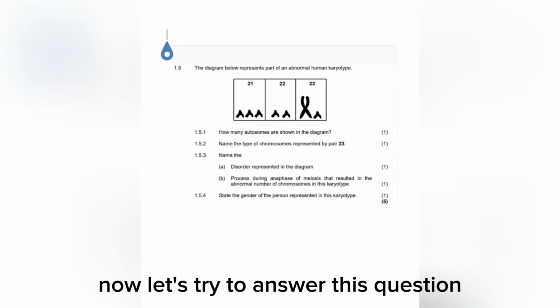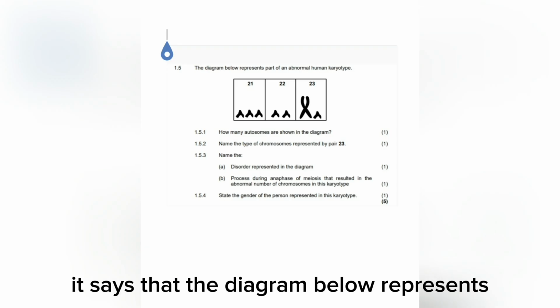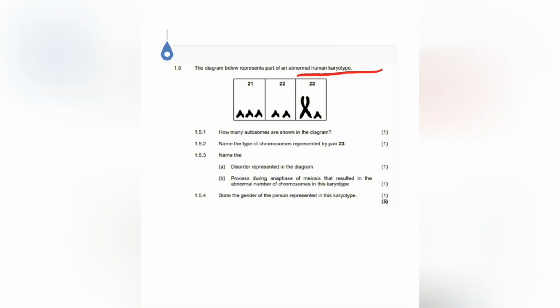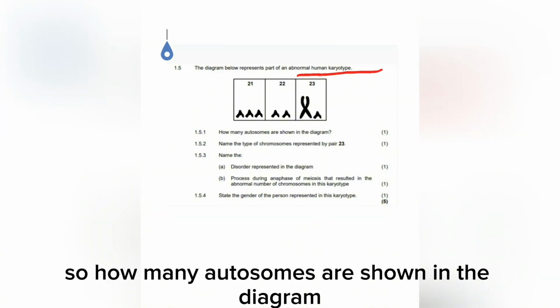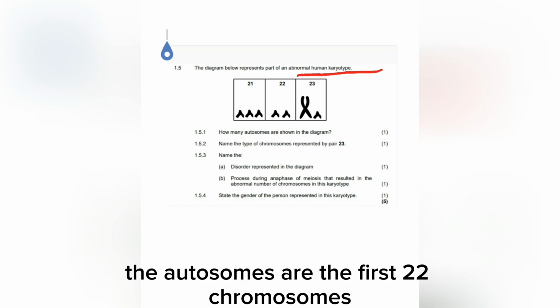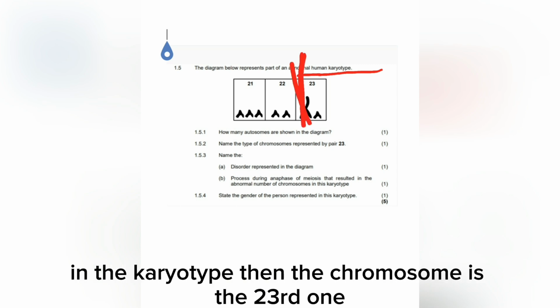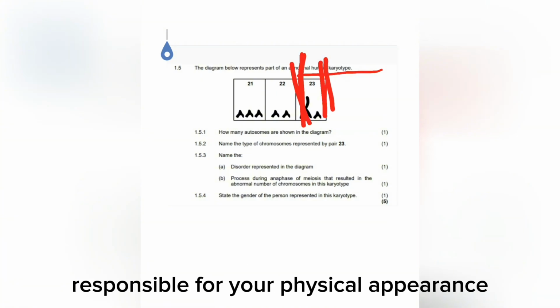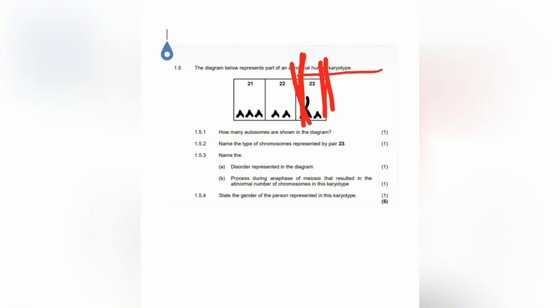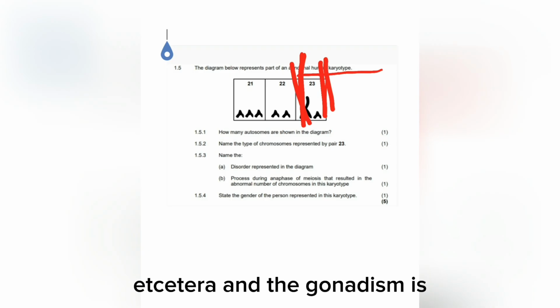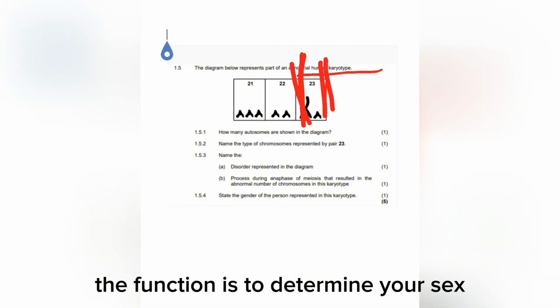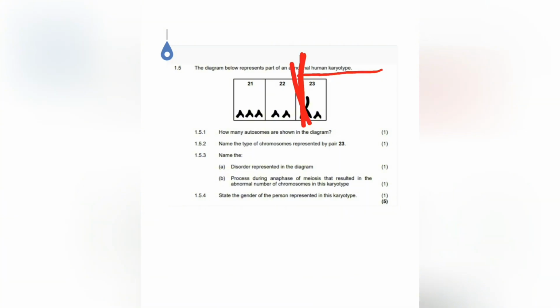So now let's try to answer this question. It says that the diagram below represents part of an abnormal human karyotype. So how many autosomes are shown in the diagram? The autosomes are the first 22 chromosomes in the karyotype, then the sex chromosome is the 23rd one. The autosomes are responsible for your physical appearance, characteristics, etc. And the sex chromosome's function is to determine sex, whether they are male or female.